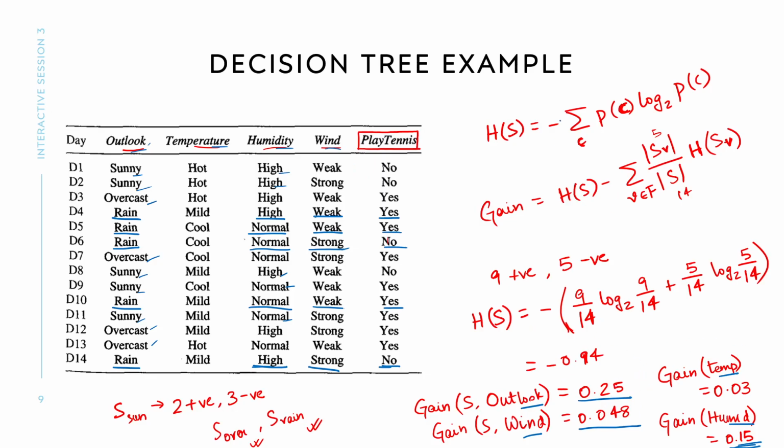Okay, so the calculation of this gain is very cumbersome by hand, but this is very trivial for a computer, right?